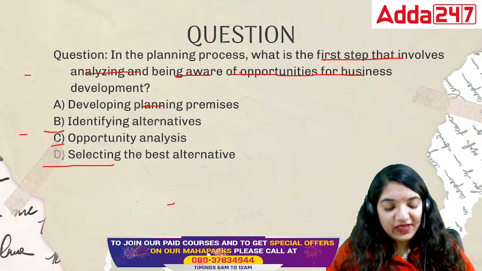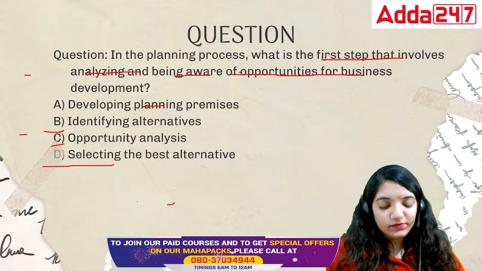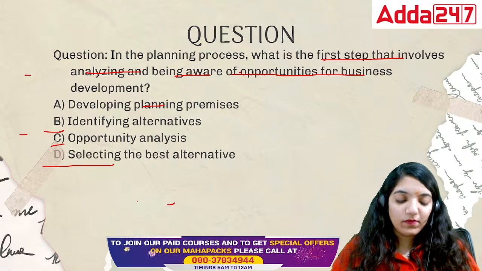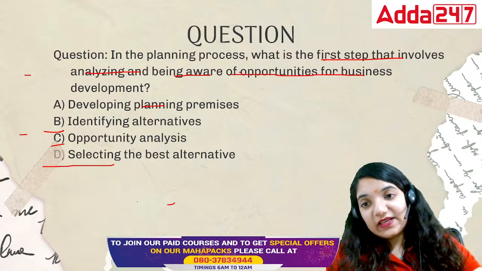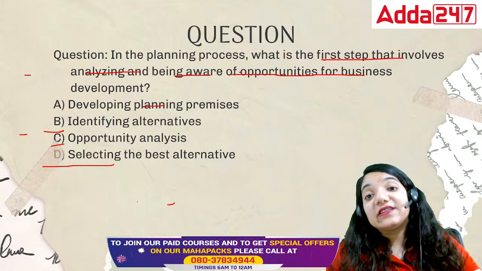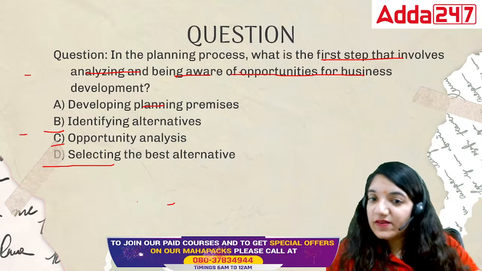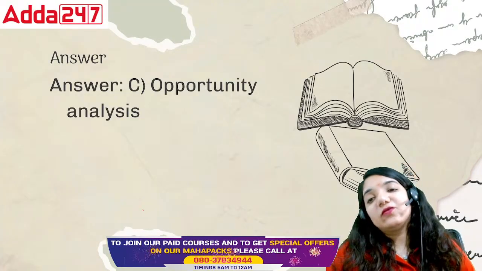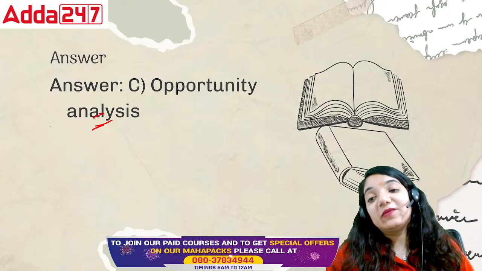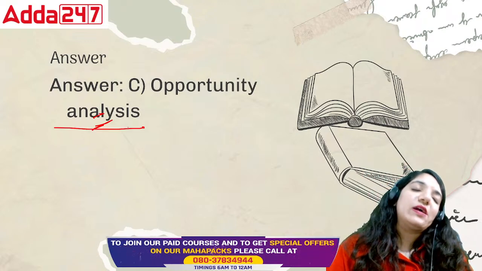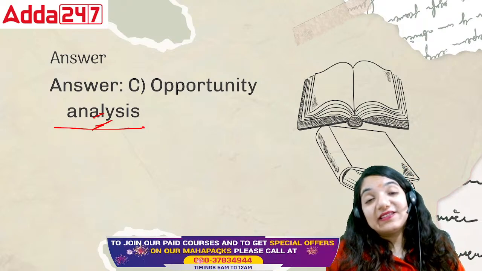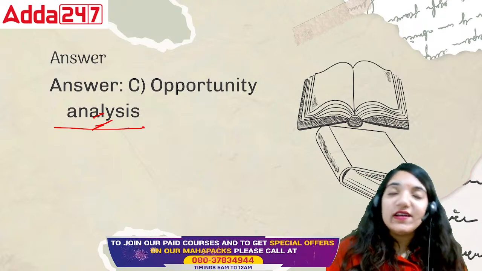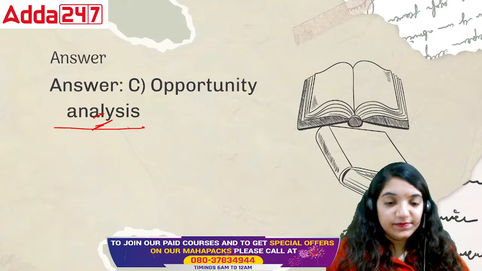In this case, what would be the answer? The correct answer: what is the first step of understanding things? First of all, you have to look forward towards the opportunities that are available. Then you will make your hypothesis. You will develop your own premises. Once your premises are done, then you will work accordingly.